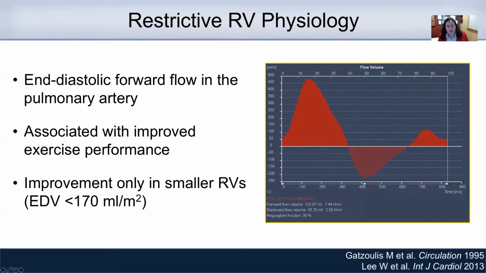However, some studies have shown us that this is only remarkable at a certain size for the right ventricle. That is, right ventricles whose end diastolic indexed volume is 170 milliliters per meter squared or less. Beyond that, when you get very large right ventricles, the impact of this right ventricular physiology may be detrimental.